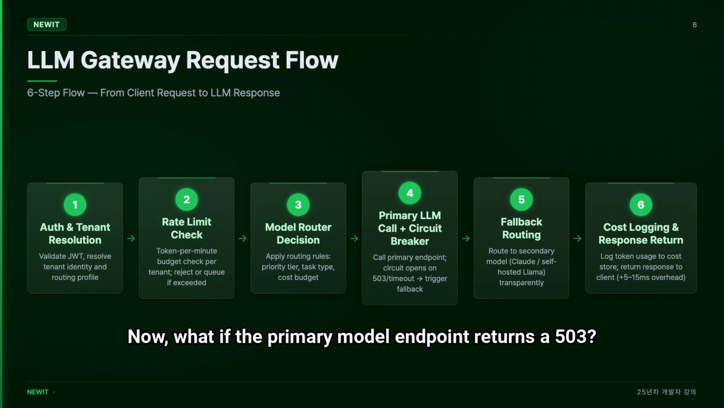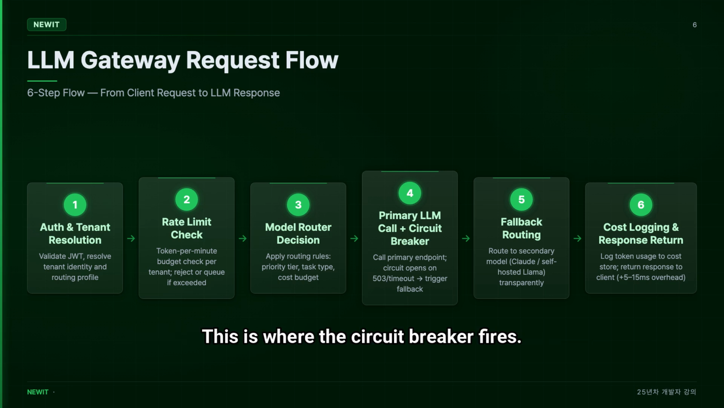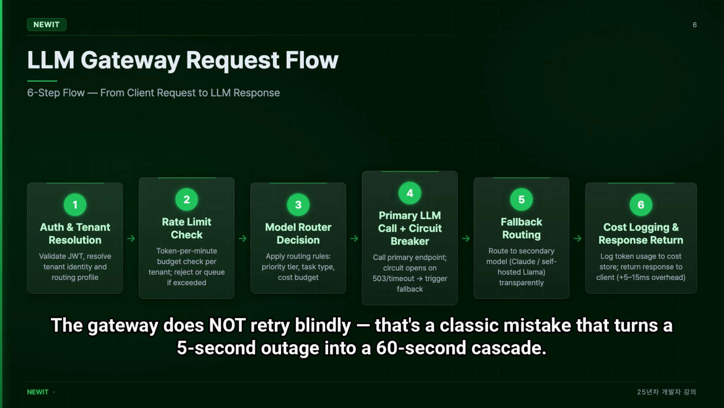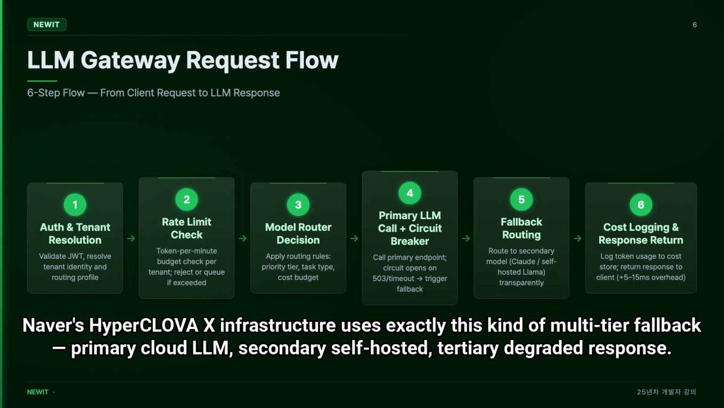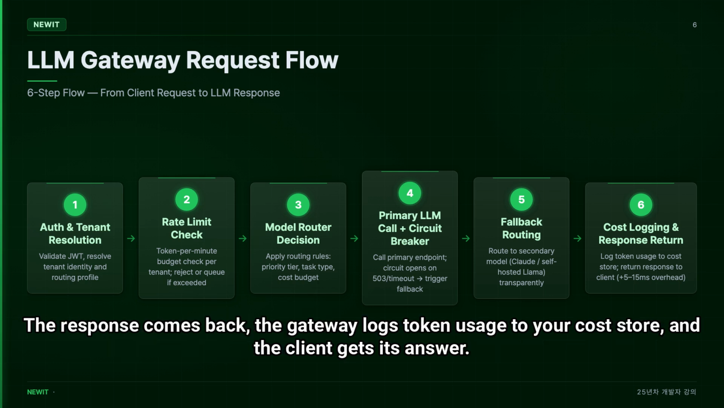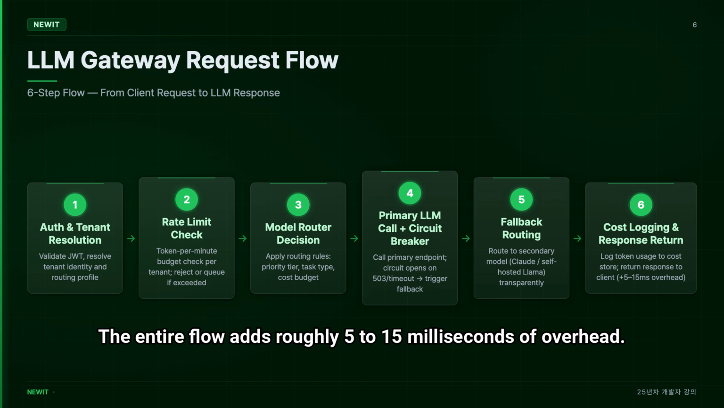Now, what if the primary model endpoint returns a 503? This is where the circuit breaker fires. The gateway does not retry blindly. That's a classic mistake that turns a 5-second outage into a 60-second cascade. Instead, the circuit breaker opens and the fallback routing rule kicks in. Maybe you fall back to Claude, maybe you fall back to your own self-hosted Llama deployment. Naver's HyperCLOVA X infrastructure uses exactly this kind of multi-tier fallback: primary cloud LLM, secondary self-hosted, tertiary degraded response. The response comes back, the gateway logs token usage to your cost store, and the client gets its answer. The entire flow adds roughly 5 to 15 milliseconds of overhead.